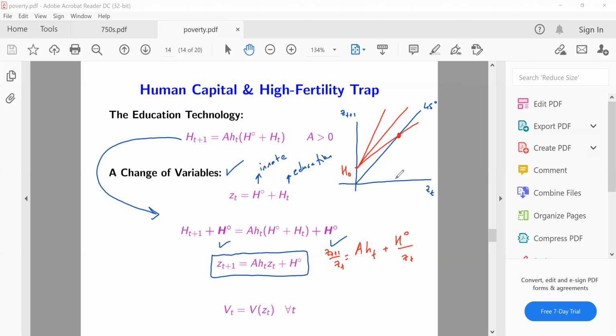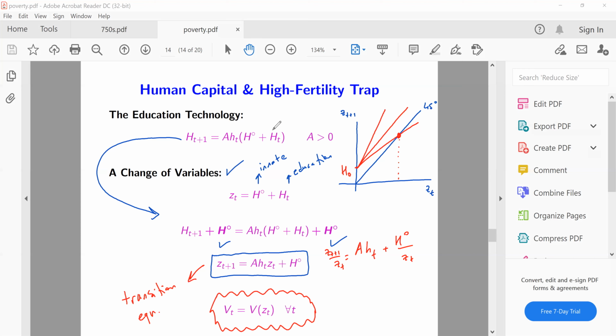Obviously, if the slope is less than 1, there is no growth in ZT. For other cases, we're going to see how we can describe growth. But if we can write the transition equation in this way, from a technical point of view, then the value function can be expressed in this way. You know this from last semester's class. We need one state variable here, and that state variable is obviously ZT.